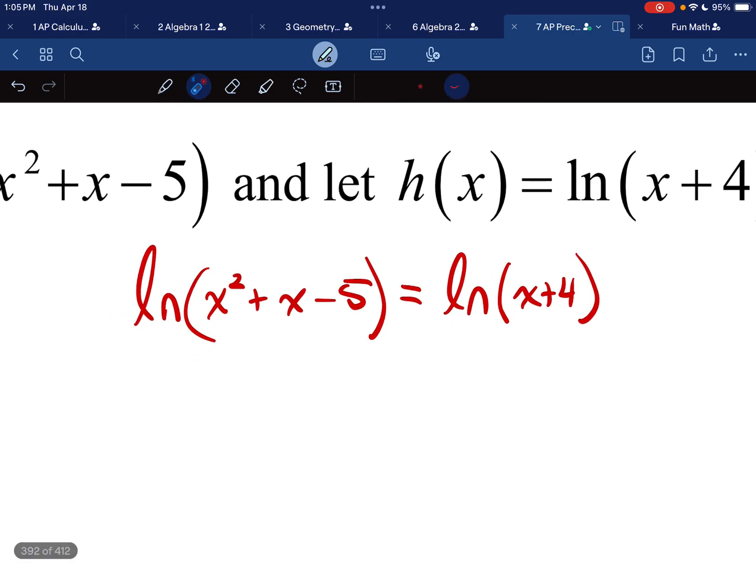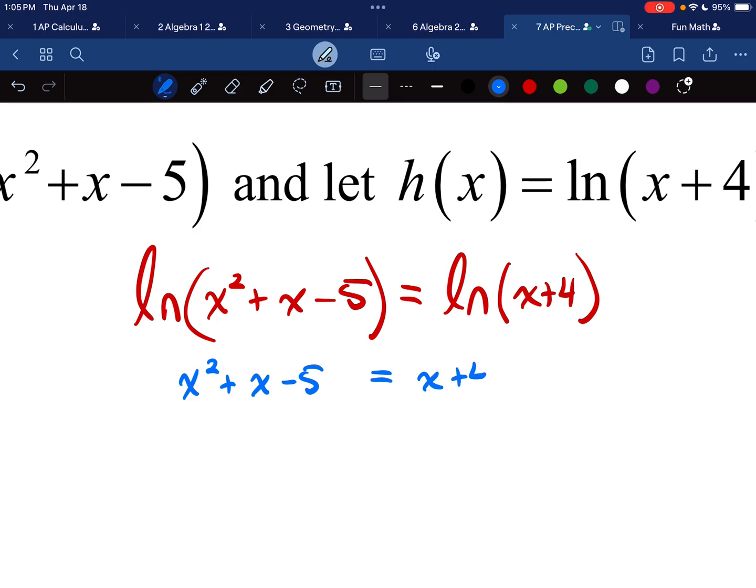Now that these are set equal to each other, this is technically base e, so the outsides are the same, therefore the insides have to also be the same. This means x squared plus x minus 5 is equal to x plus 4. Then solve. I can subtract x from both sides, and they're gone. Subtracting 4 from both sides, I get negative 9 here. So x squared minus 9 is equal to 0.